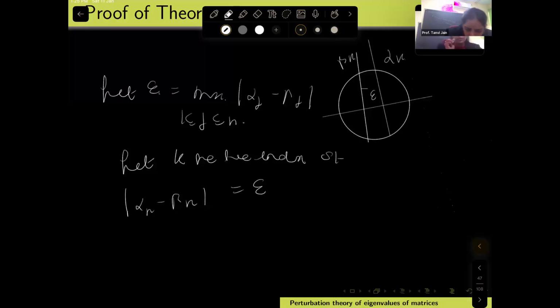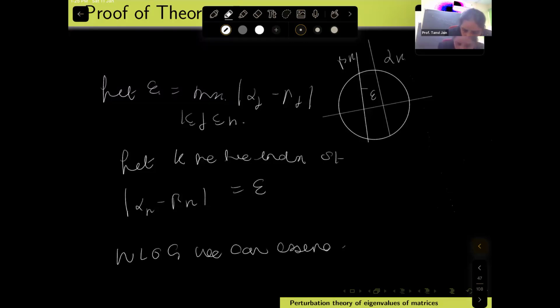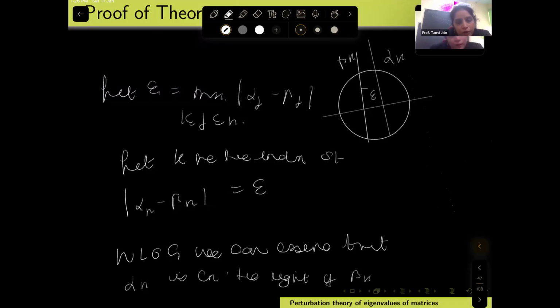Let's assume, without loss of generality, that alpha k is on the right of beta k, the way I have shown in the figure. So then what is epsilon? Epsilon is just, take these two parallel lines. The distance between these two parallel lines is epsilon.